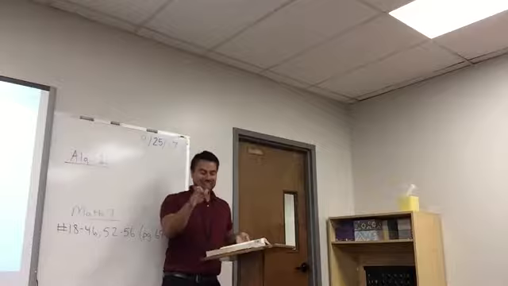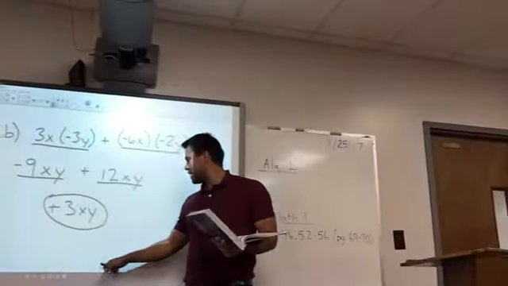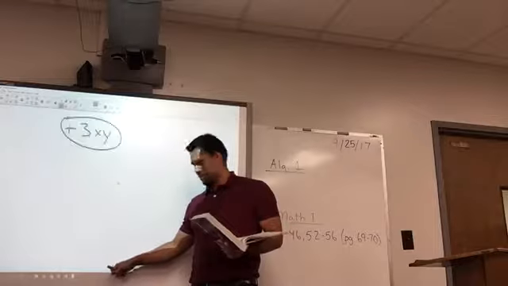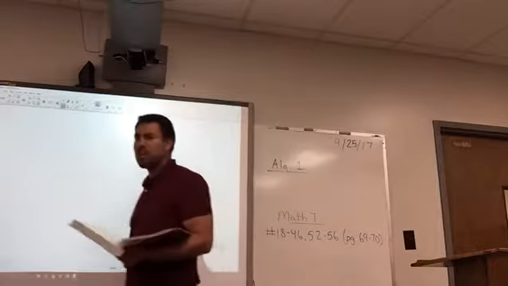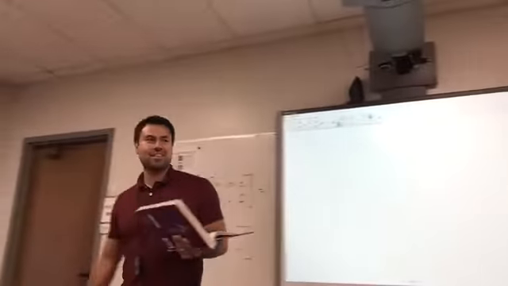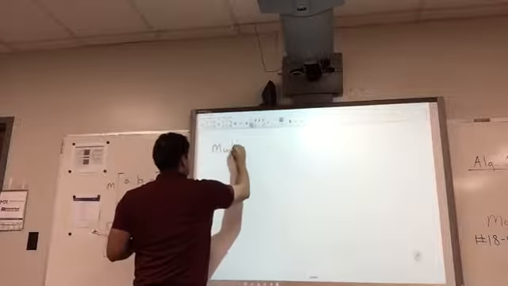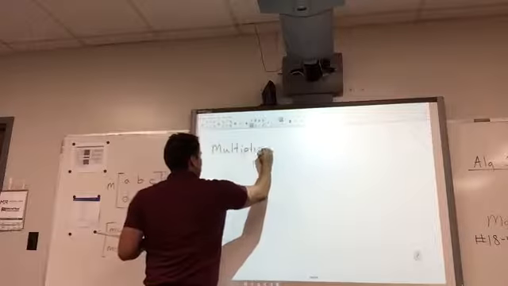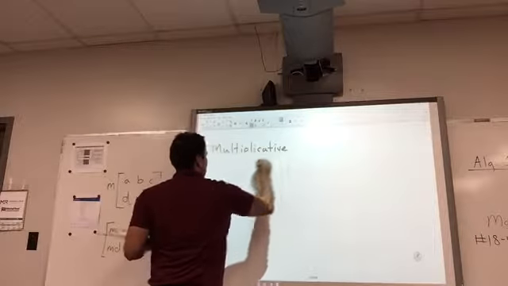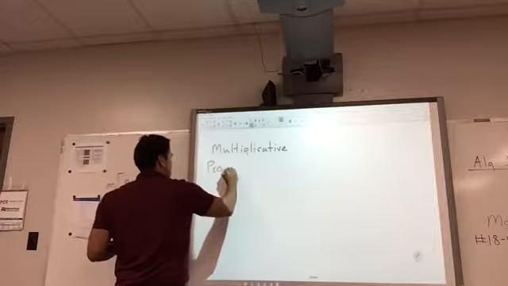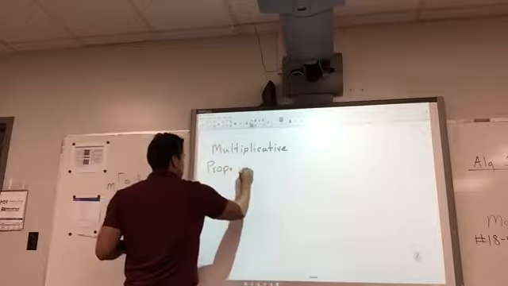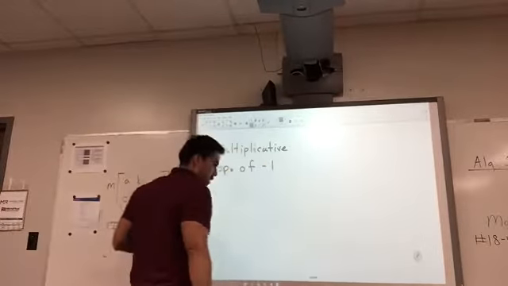Okay. So you got that? All right. We have our 15th property of the year. Bottom of page 107. What's that property? 15. Property of -1. The multiplicative property of -1.